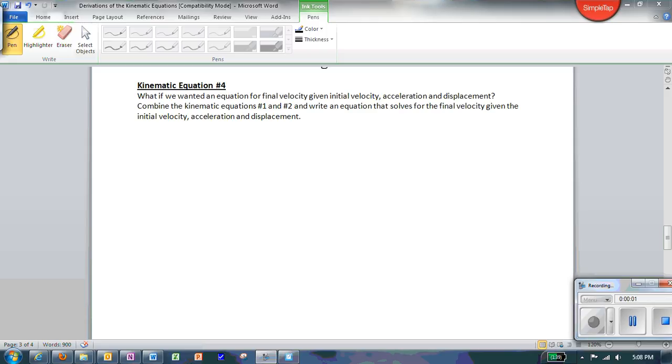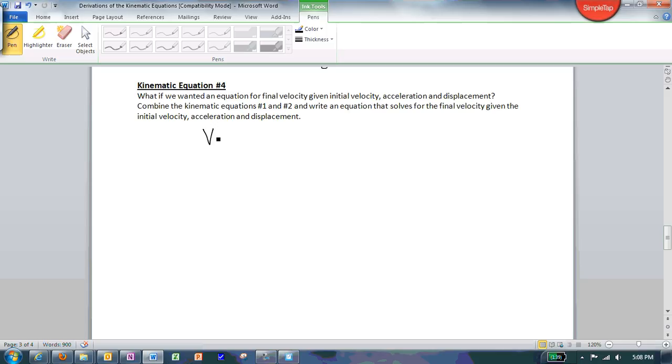This final video will derive the fourth kinematic equation. With the fourth kinematic equation, the idea is that we want to find the final velocity, and we are given the initial velocity, the acceleration, and the displacement. We can combine the first and second equations as we did before, but we want to combine them in such a way that we end up with only these four variables.